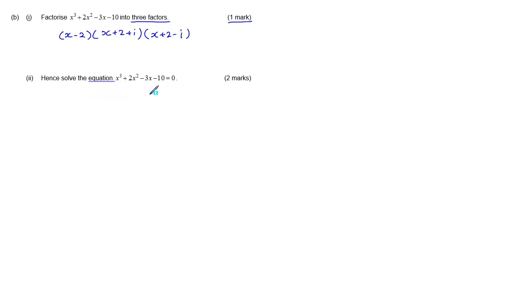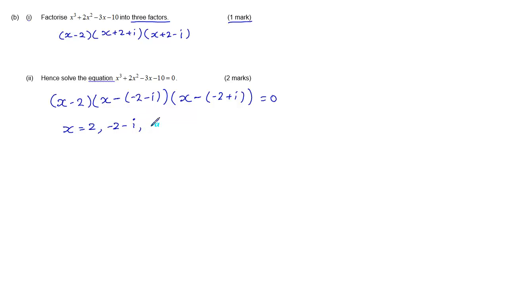Hence solve the equation. So x minus 2 gives us x equals 2. So this one here, we want to write it as x minus negative 2 take away i. Just think about that. If you re-expand that, you get plus 2 plus i. And then this one, x minus negative 2 plus i. So that gives us x equals 2, negative 2 take i, and negative 2 plus i.